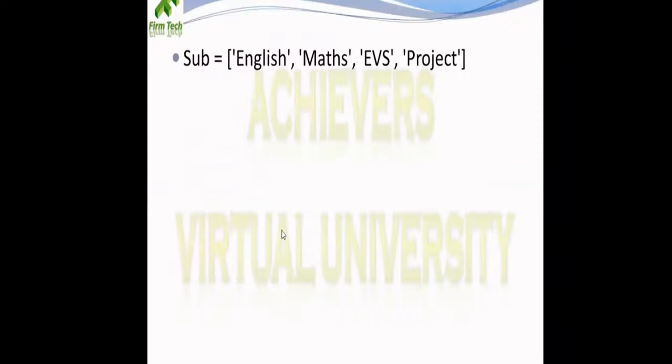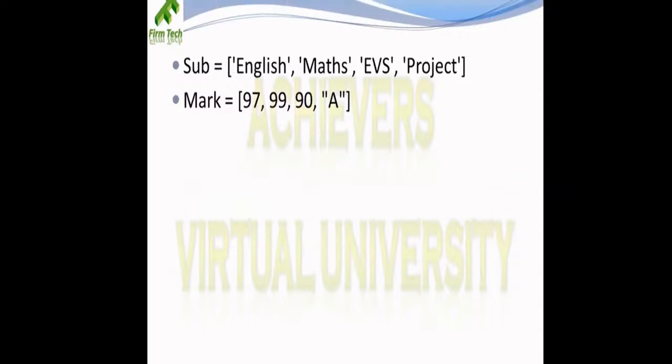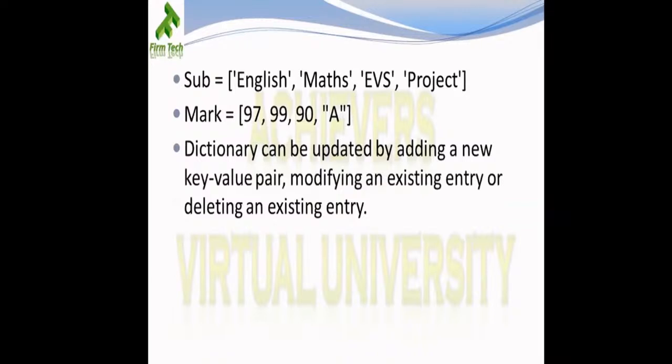So here we have a list subject with 4 elements and another list with marks, 4 elements. And we can create a dictionary from this by using the zip function. The zip function, we will see in the demonstration part.